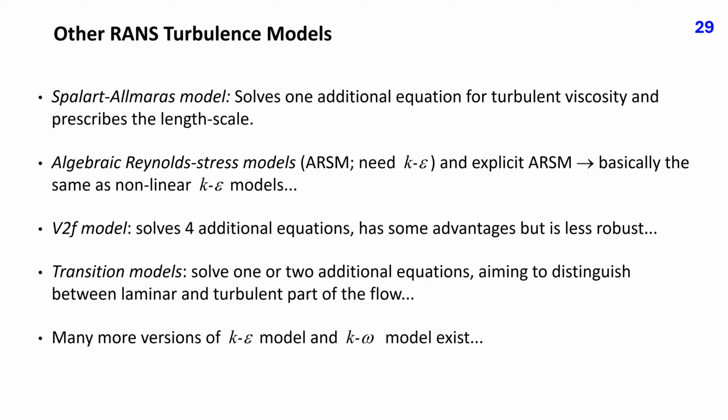Algebraic Reynolds stress models, often denoted as ARSM, and explicit ARSM. In these models, additional approximations are used to convert partial differential equations into algebraic equations for Reynolds stresses. They usually require that transport equations are solved for K and epsilon and are similar in performance to the nonlinear K-epsilon models. The V2F model solves 4 additional equations, has some advantages over 2 equation models, but is less robust. And transition models solve 1 or 2 additional equations, aiming to distinguish between laminar and turbulent parts of the flow. See section 10.3.5 in the book and the references therein for more information about these and other turbulence models.